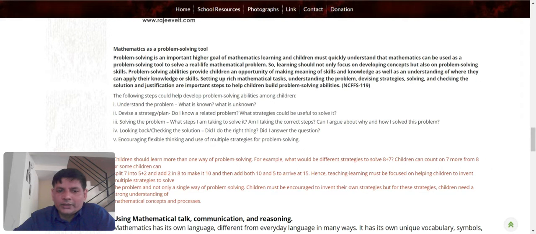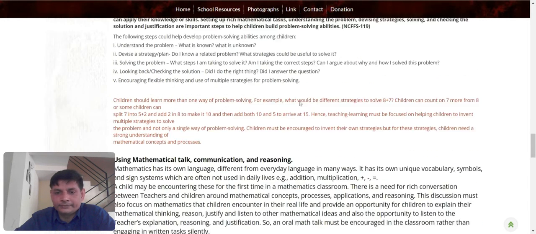Looking back, checking the solution. Did I do the right thing? Did I answer the question? Encouraging flexible thinking and use of multiple strategies for problem solving.